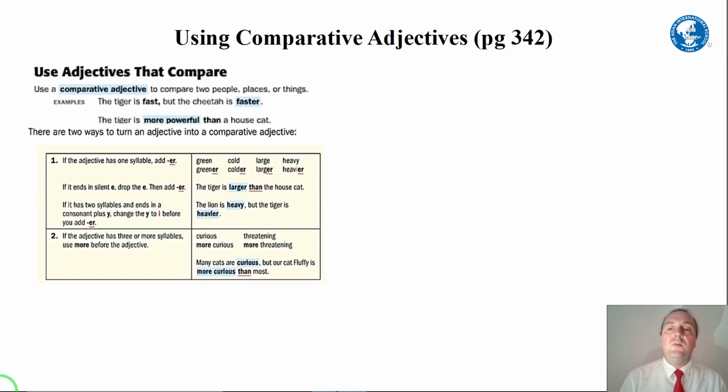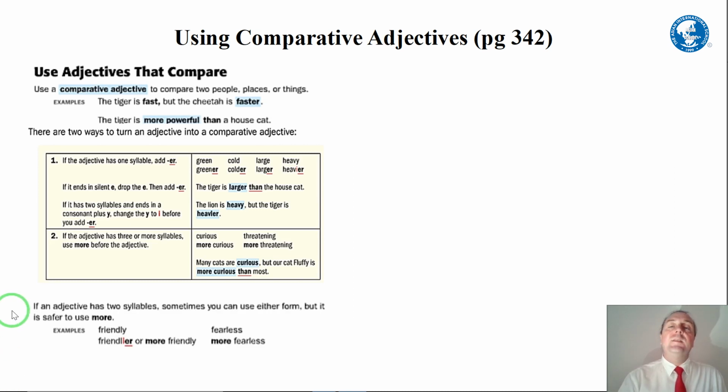Now, there are 2 ways to turn an adjective into a comparative adjective. We can add er, so green becomes greener, cold becomes colder, large becomes larger. The tiger is larger than the house cat. The other way to do it is to put more before the adjective. So if the adjective has 3 or more syllables, we always use more. Curious, more curious. Threatening, more threatening. Many cats are curious, but our cat Fluffy is more curious than most.